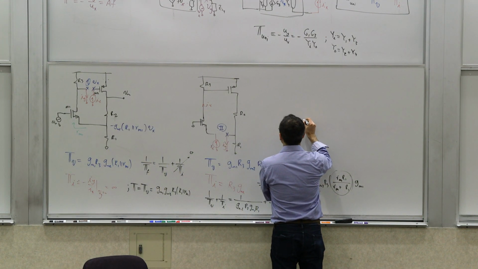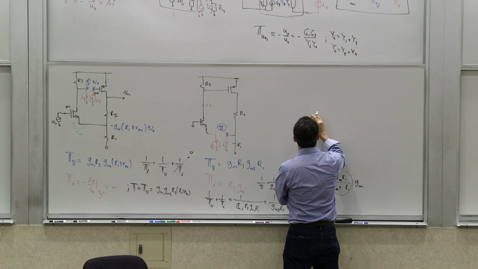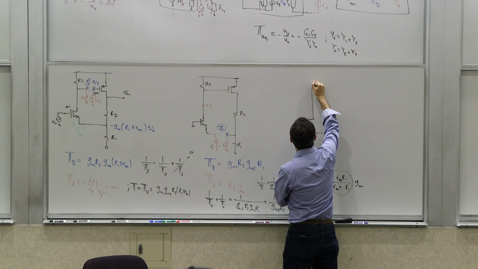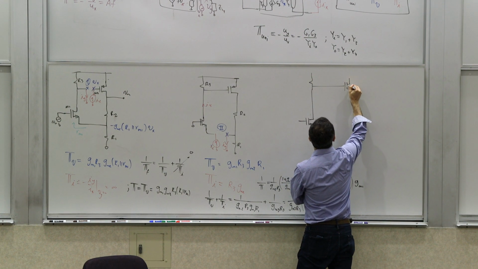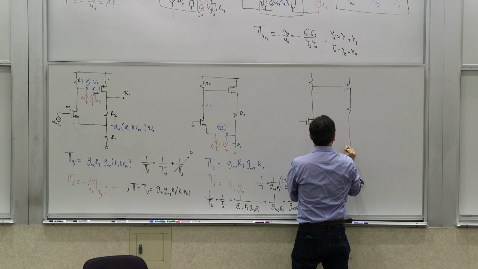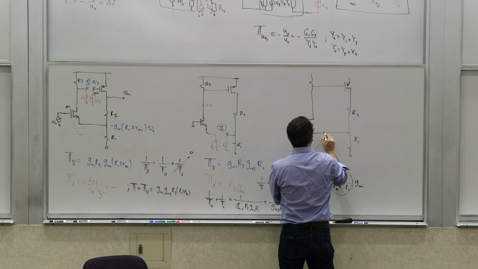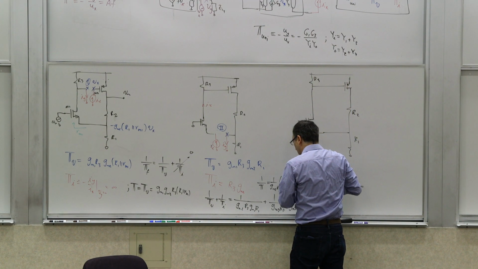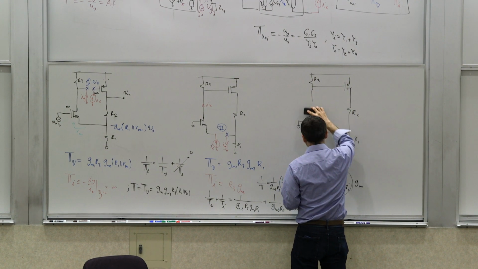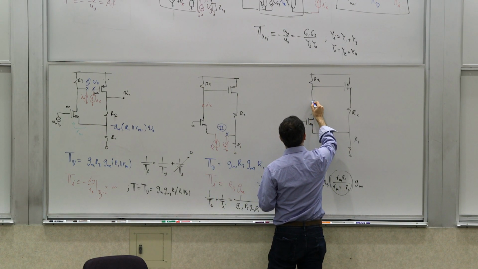And for good measure, let's cut the loop in the third place. Oh, not that way. This way. R2, R1. And this is ground. So now let's assume for the third cutting of the loop, let's cut it here. And let's just ignore the RO of the transistor.